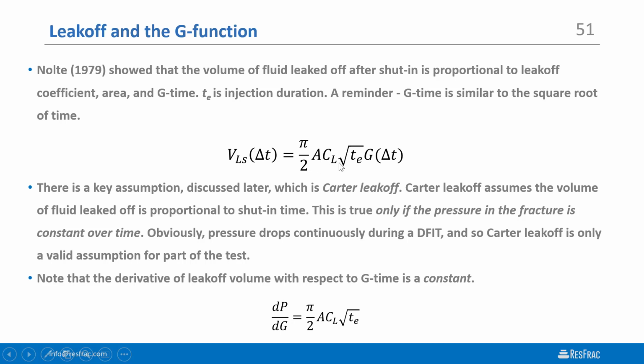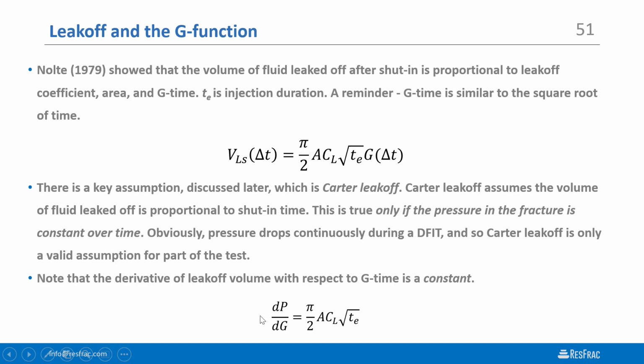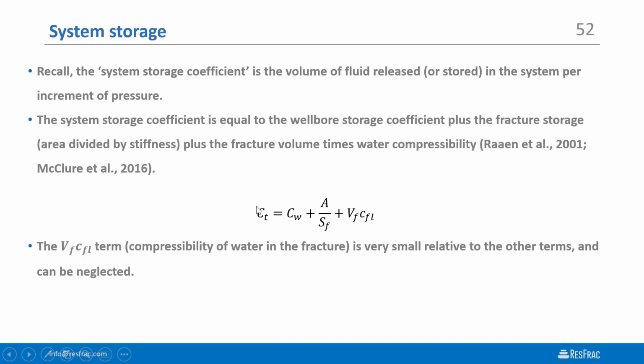Here we have a leakoff coefficient, area, and the duration of injection. If we took the derivative of this equation, the G time just goes away. So dP/dG is a constant, and that's very powerful. This is really the essence of Nolte's innovation. Then we can look at the system storage coefficient.